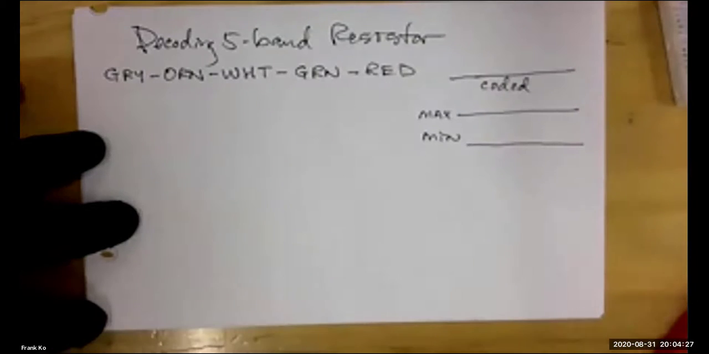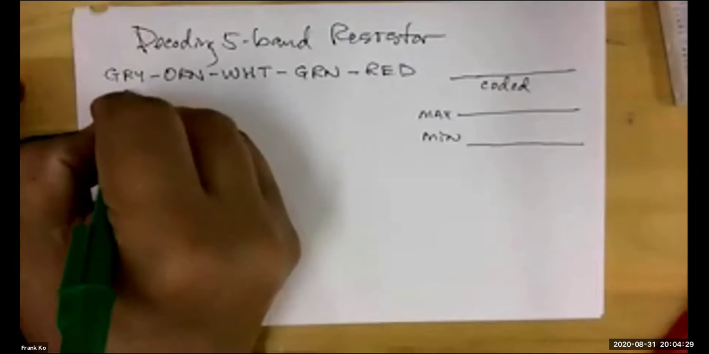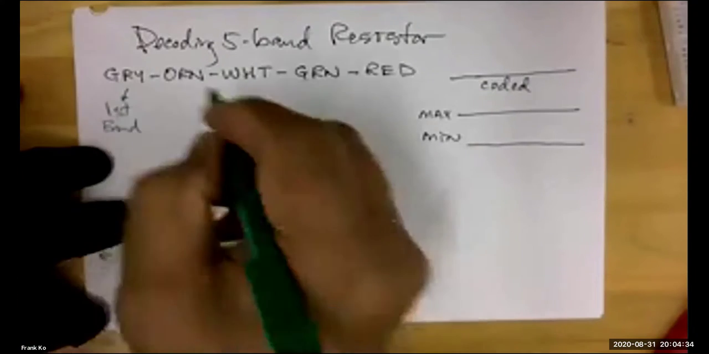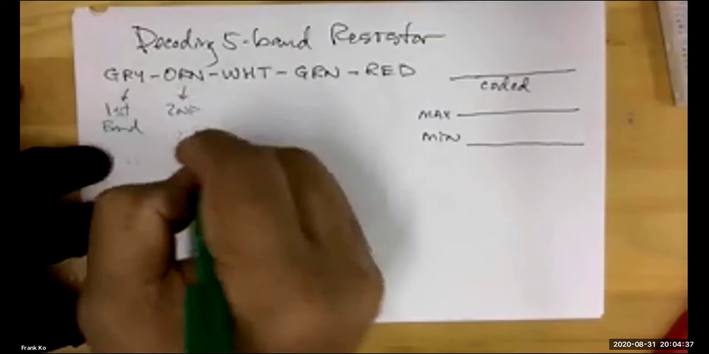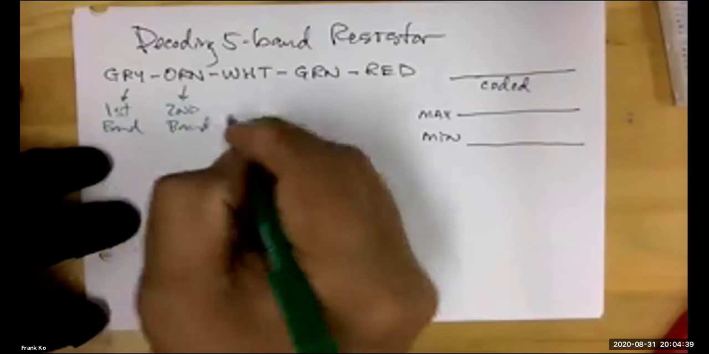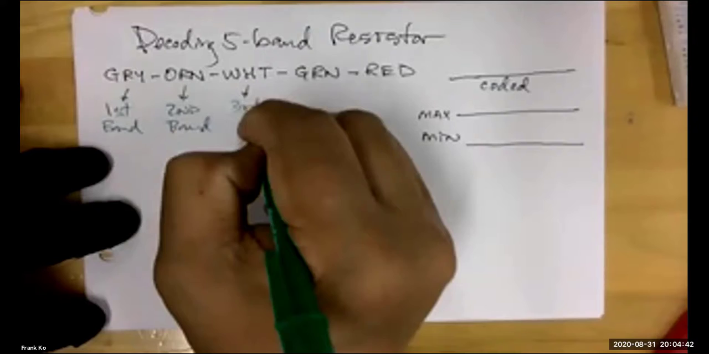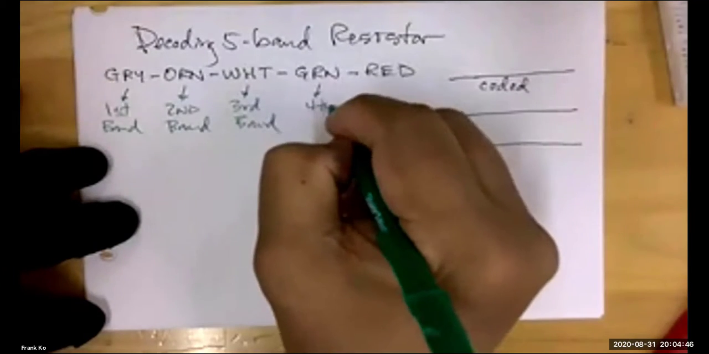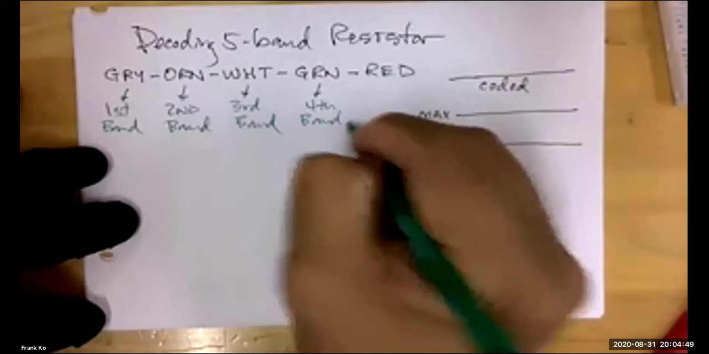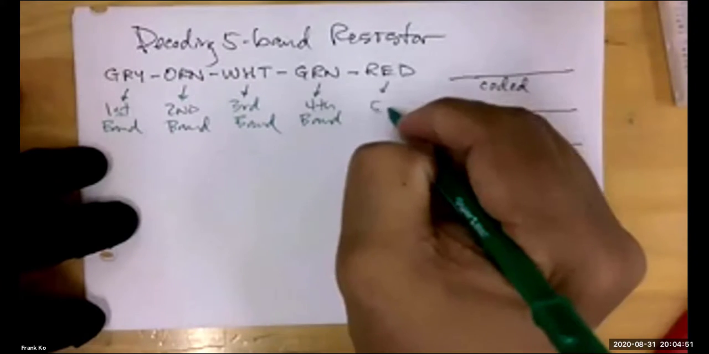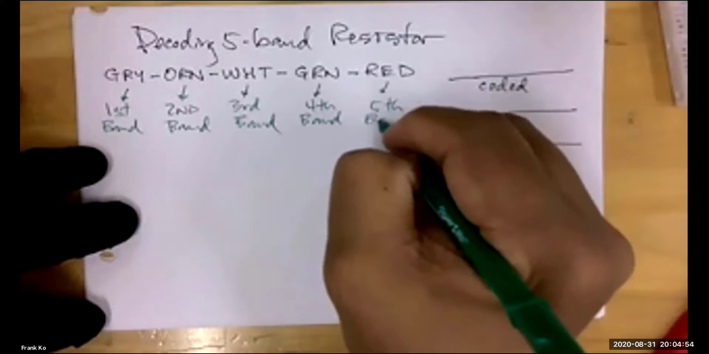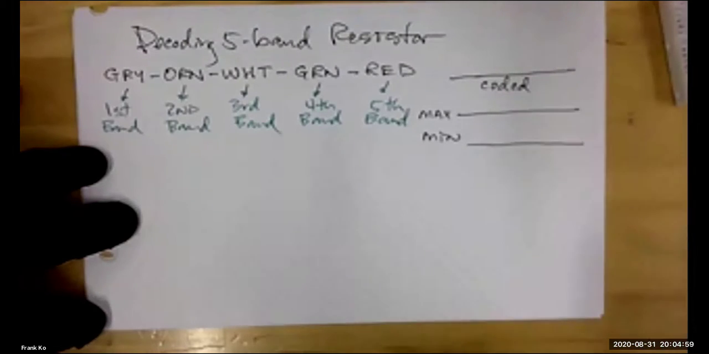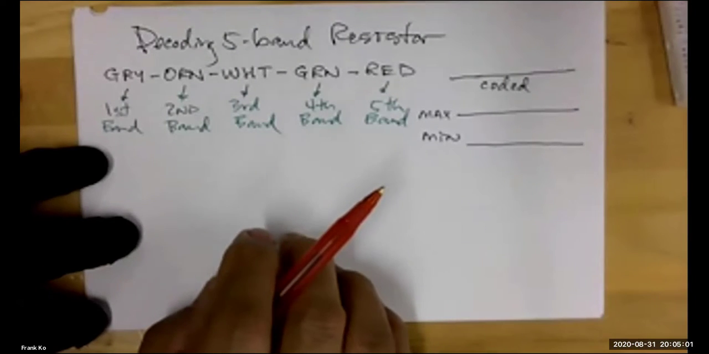So as before, my first band represents something. My second band represents something. My third band represents something. My fourth band represents something. And my fifth band represents something also. So what does the first band represent for us, Yusuf?